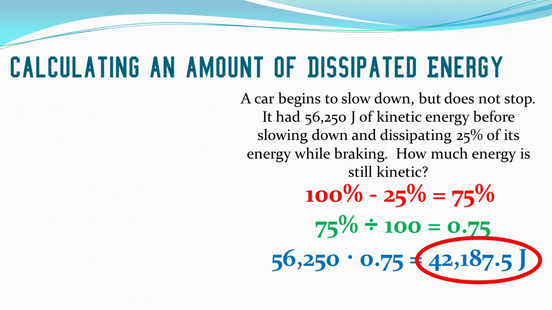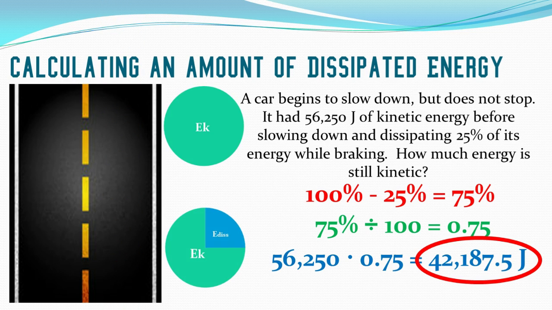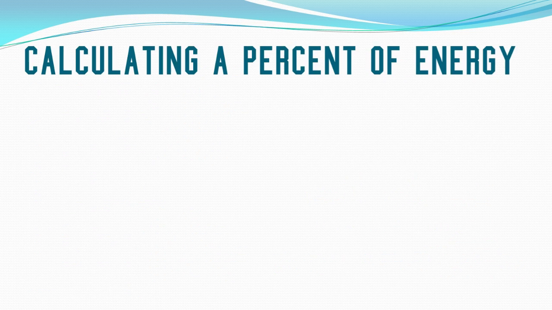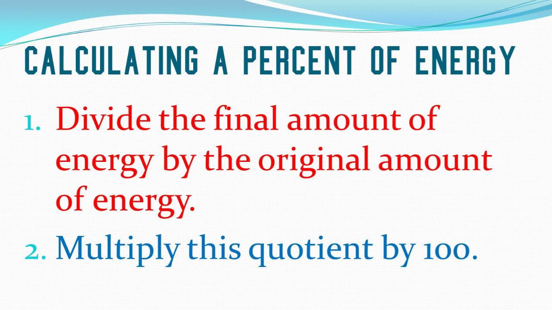The car started with 100% kinetic energy, and as it moved, it dissipated 25%. Using this energy moving forward, we would be able to take our kinetic motion energy and solve for the velocity of the car. If you needed to find a percentage of energy, to find what part it is of the whole amount of energy, you would simply divide the final amount of energy by the original amount of energy. We're going to take the part and divide it by the whole. Multiply this quotient by 100. That'll turn it into a percentage.